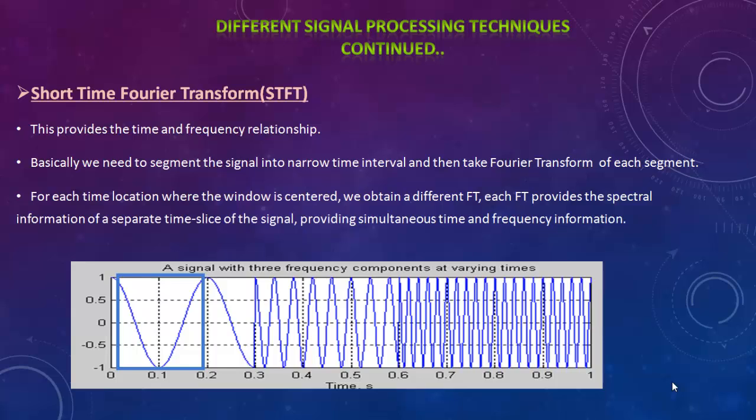Now what is short time Fourier transform? This provides the time and frequency relationship, which is the major advantage if we compare it with the Fourier transform. Basically, we need to segment the signal into narrow time intervals and then take the Fourier transform of each segment. As you can see, the window of fixed size moves at different time locations. For each time location where the window is centered, we obtain a different Fourier transform. Each Fourier transform provides the spectral information of a separate time slice of the signal, providing simultaneous time and frequency information.